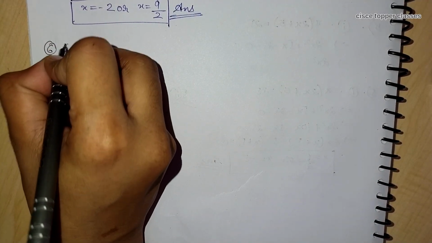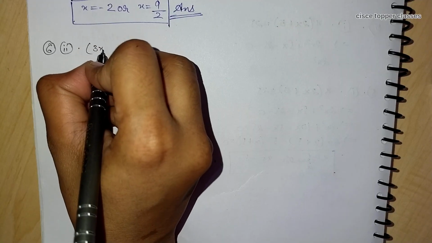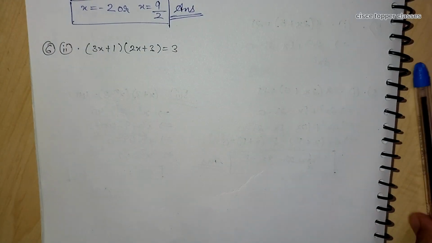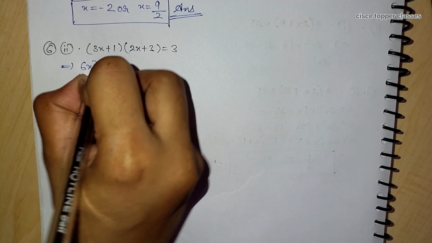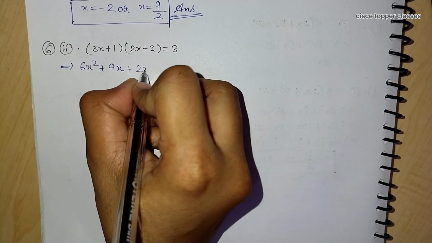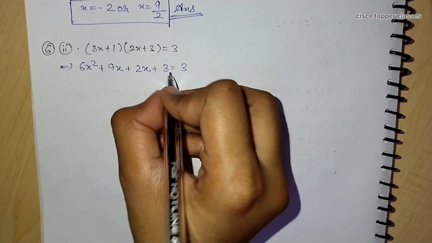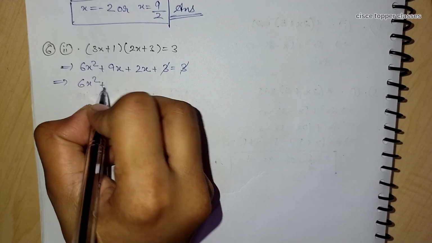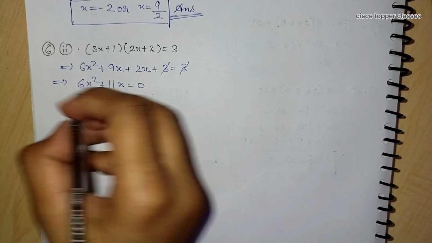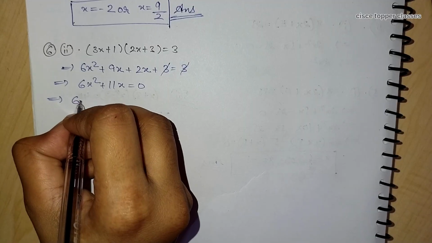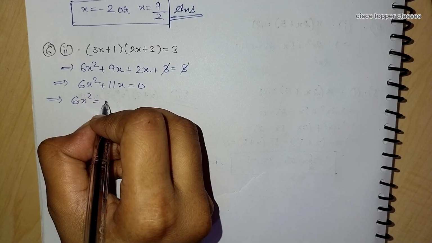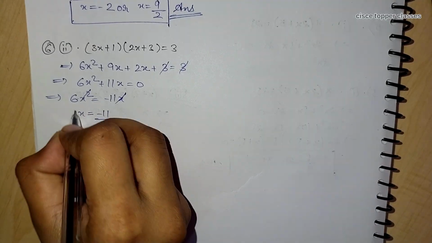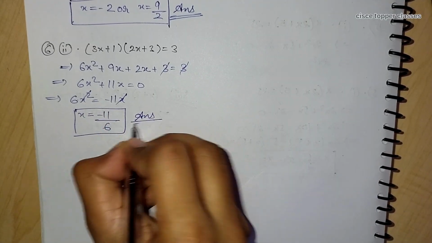Now the second part here is (3x + 1)(2x + 3) = 3. So here we can write 6x² + 9x + 2x + 3 = 3. So 3 will be cancelled out from here, and we get 6x² + 11x = 0. So 6x² = −11x, and x will be cancelled out, so x = −11/6 is the final answer here in this question.